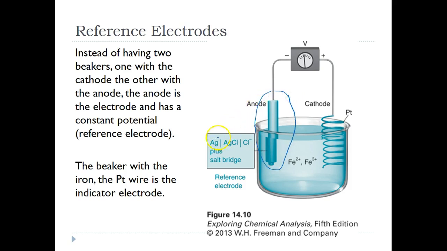So this is the reaction that's happening in there. It's the silver solid, silver chloride solid, and chloride hanging out in there. So that would be the reference electrode. The indicator electrode is this iron reaction that's happening. That's the one we're interested in.